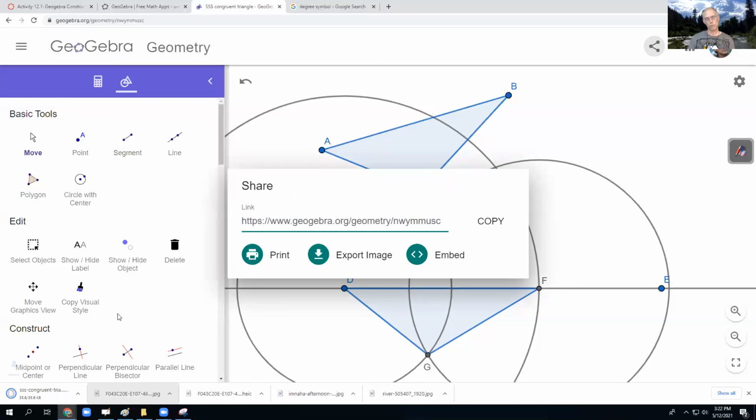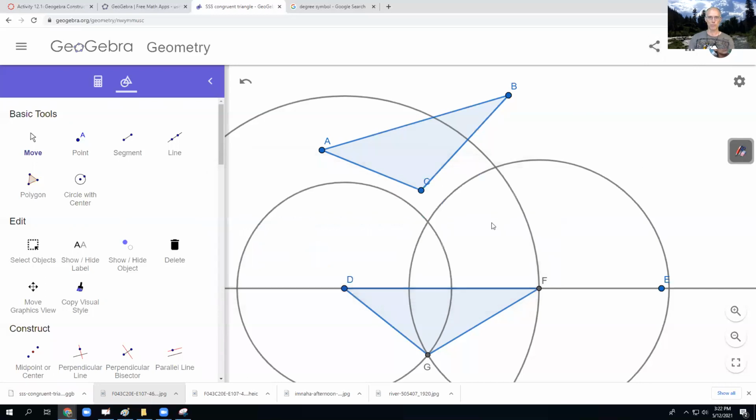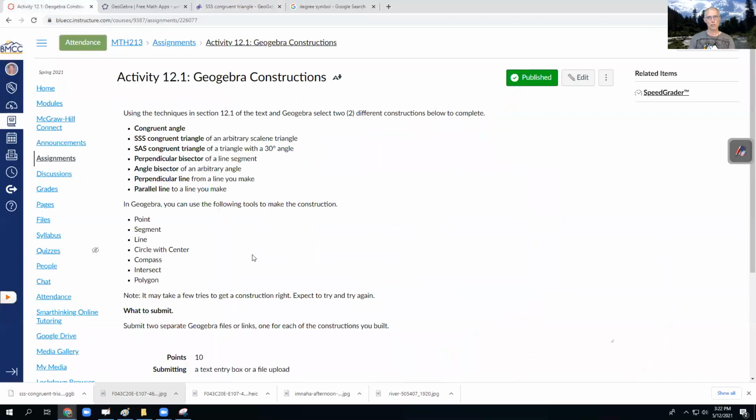So I could either upload the file I downloaded or I could use this link. You can only get links like this that refer back to something like this if you are signed in with a GeoGebra account. So keep that in mind. If you have questions about it, let me know. So I copied it. I could submit it now if I wanted to. So again, two options for submitting stuff here.